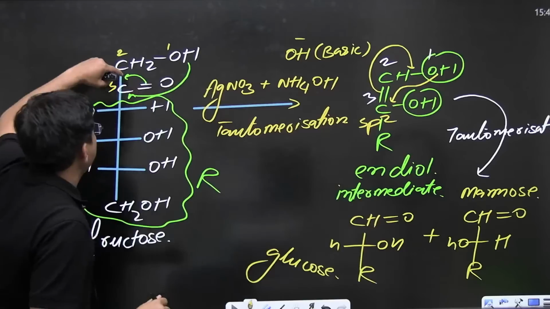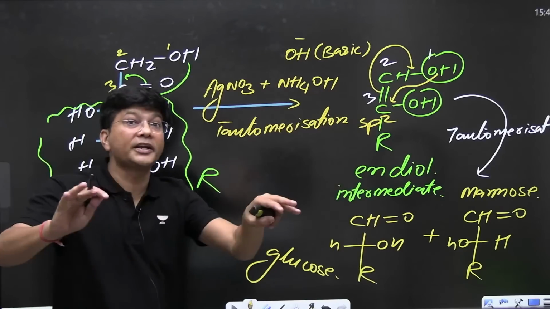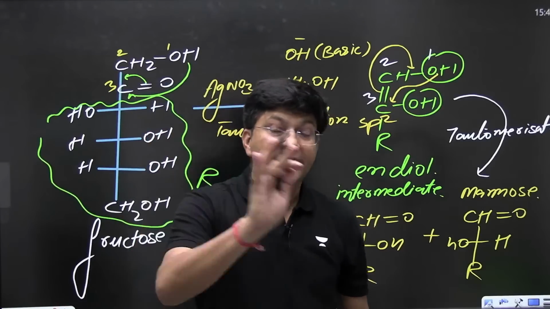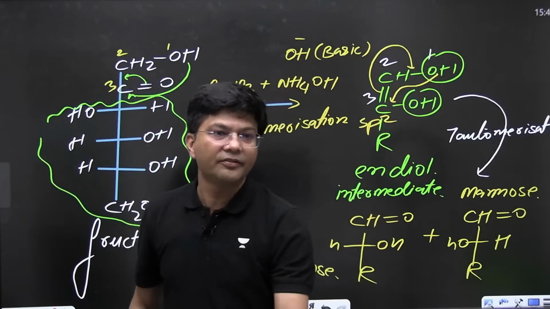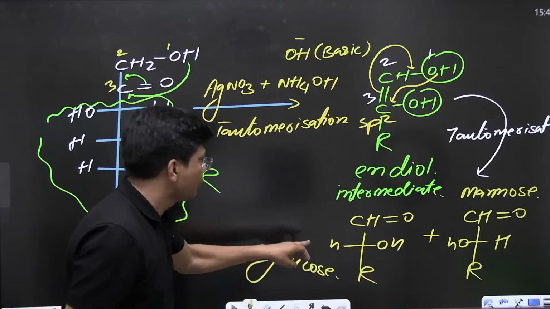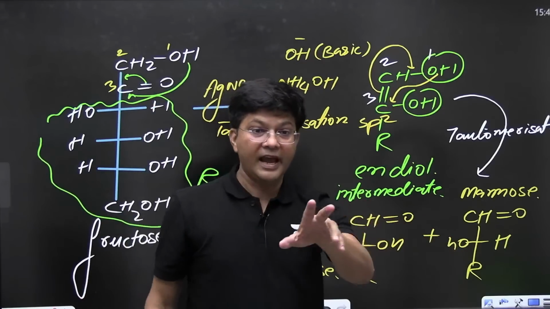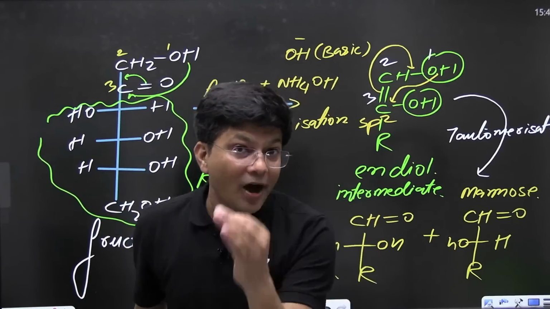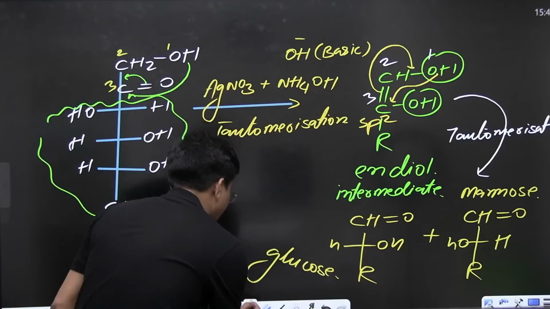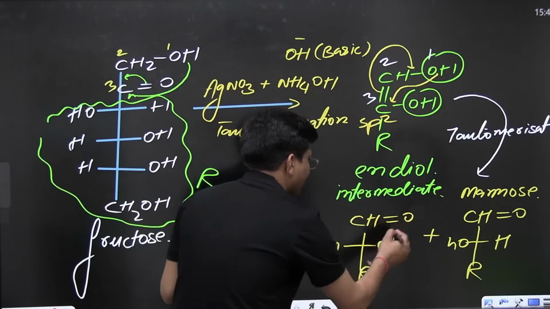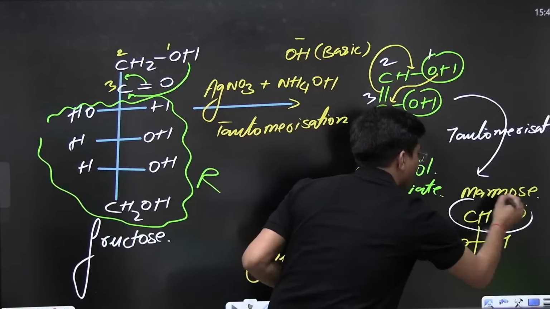So, ultimately fructose has not given the Tollens test. It is actually glucose and mannose that have given the Tollens test. Actually, NCERT was absolutely correct that aldehydes give Tollens test.